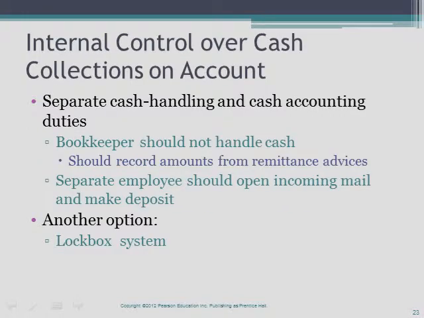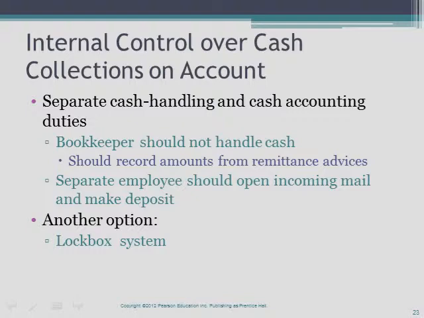Businesses that sell on credit receive most of their cash receipts from collection of accounts receivable. Internal control over collections on accounts is important. Chapter 4 discussed internal control procedures for cash receipts, but another element of internal control deserves emphasis here. That's the separation of cash handling and cash accounting duties. The employee who is responsible for the accounting of receivables should never handle cash collections. This means the bookkeeper should not make the bank deposits.